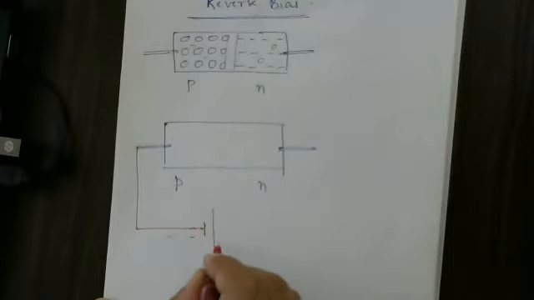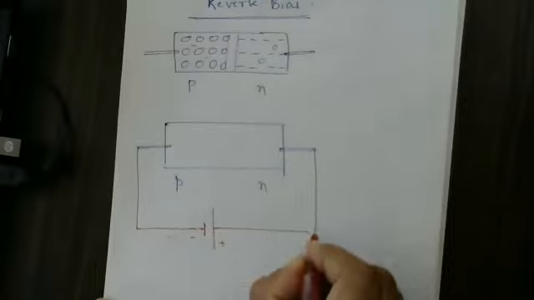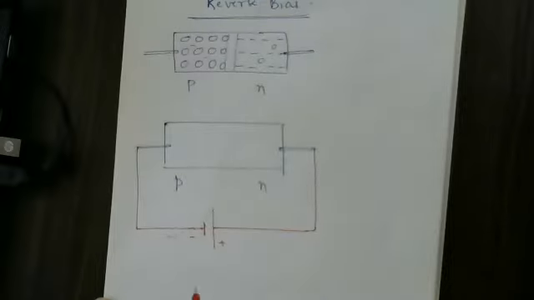The positive end of a cell, we are supposed to connect to the N variety. The opposite, reverse way. If the polarities are changed like this, then it is forward bias. If I'm writing like this, this is reverse biased. This is the reverse bias condition.